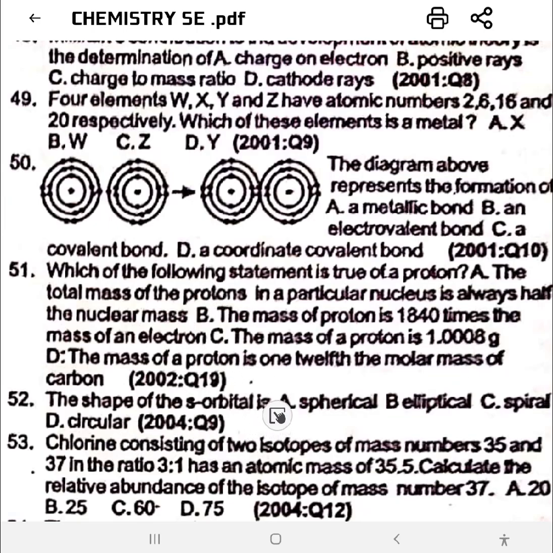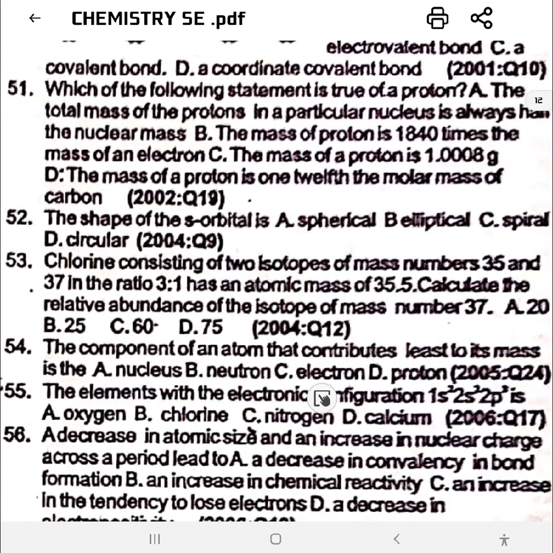52. The shape of the s orbital is... I want you to jot down: s orbital is spherical, p orbital is dumbbell. So option A, spherical. 53 has to do with calculation. 54. The component of an atom that contributes least to its mass is the electron. 54 is option C, because its mass is 1840 times lighter, very light.